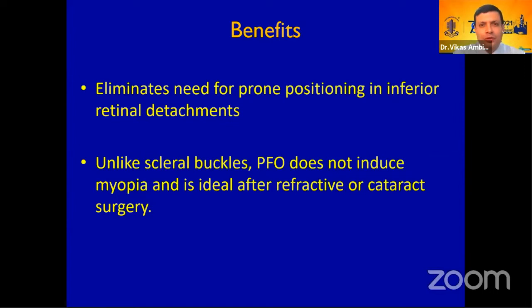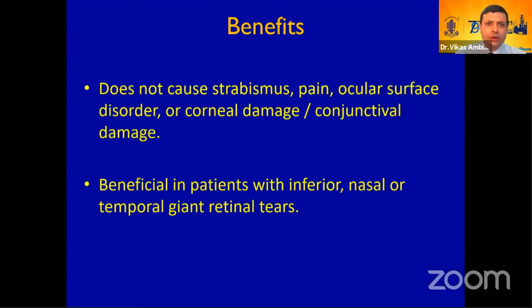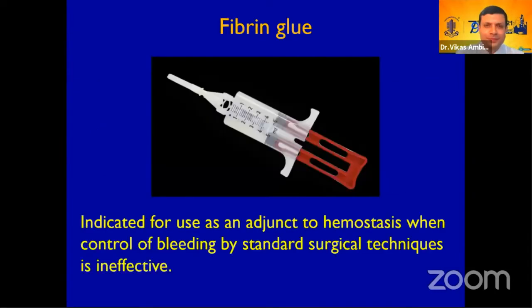So it's ideal for individuals who've already undergone a cataract surgery or a refractive surgery and who've now had a retinal detachment. So there'll be no change in the refractive status of the individual when we use this instead of a scleral buckle. Then it also does not cause strabismus, pain, ocular surface disorders, corneal damage, and all ocular surface problems which are inherent to a scleral buckle surgery where we do 360-degree peritomy. So it's also been found to be beneficial in patients with inferior nasal and temporal GRTs.